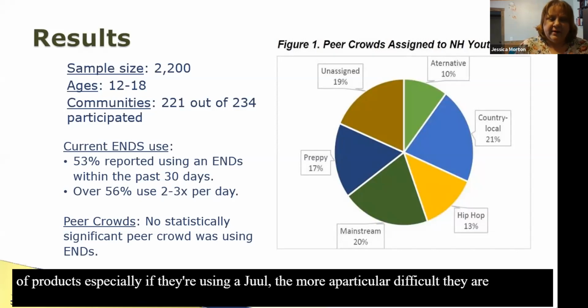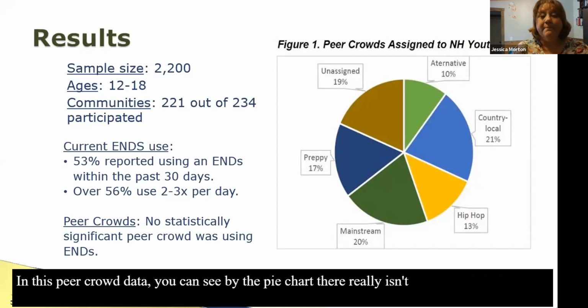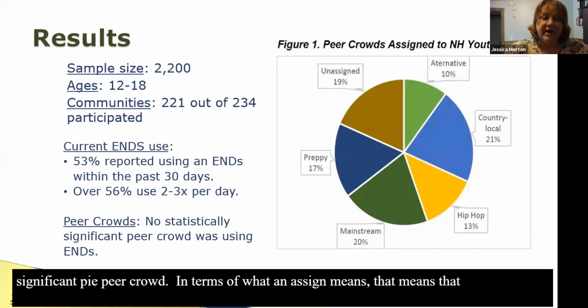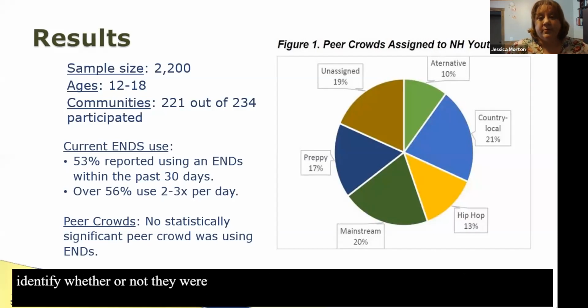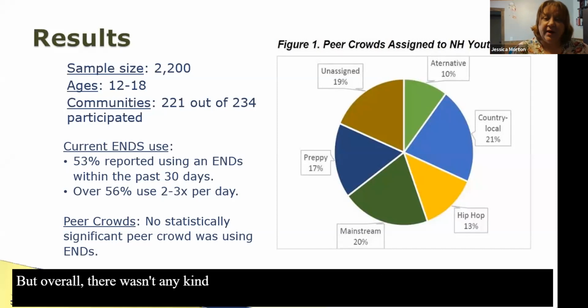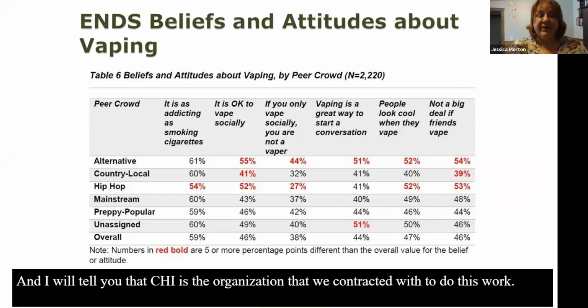In this peer crowd data, you can see by the pie chart that there really isn't anything statistically significant by peer crowd. In terms of what unassigned means, I'll just review that. That means that we couldn't identify whether or not they were probably in more than 2 or 3 different peer crowds, so we couldn't assign them to a specific one at this time. But overall, there wasn't any kind of noticeable peer crowd that we saw. Next slide. And I will tell you that CHI is the organization that we contracted with to do this work, and they've been working with us now for the last 2 years.